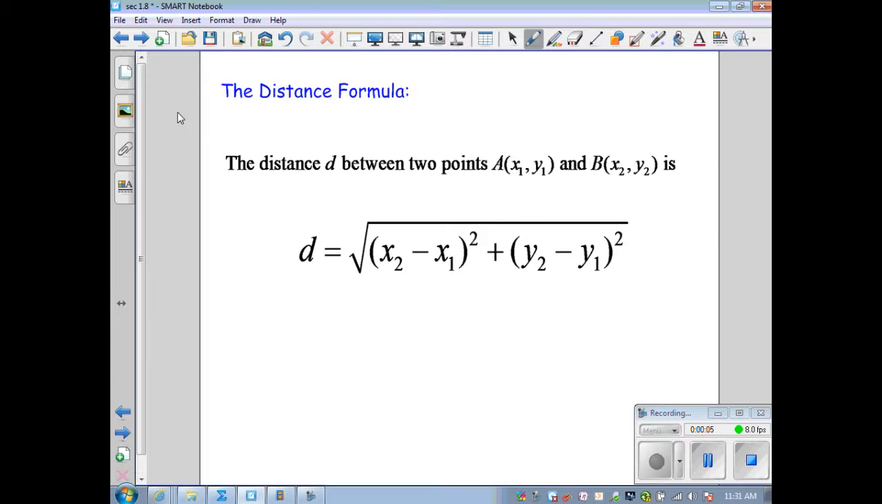Once we have points plotted in a coordinate plane, the next thing we want to do is find the distance between those points. The distance, d, between 2 points, point A, x sub 1 and y sub 1, and point B, x sub 2 and y sub 2, is defined as d, the distance, equaling the square root of the quantity of x sub 2 minus x sub 1 squared, plus the quantity of y sub 2 minus y sub 1 squared.